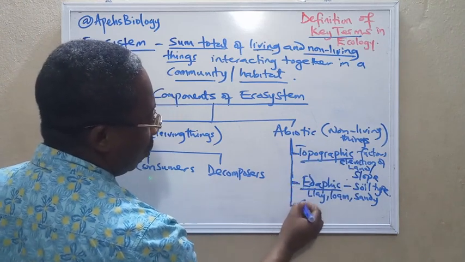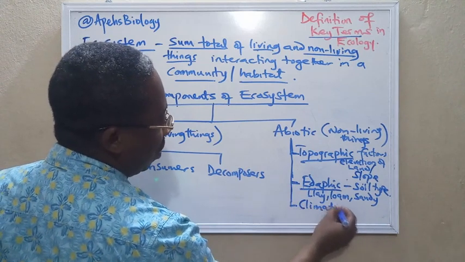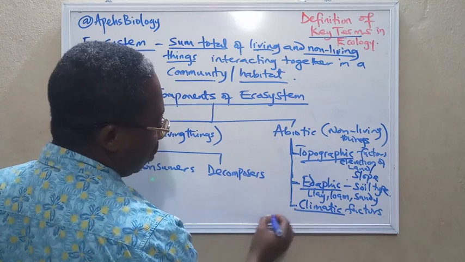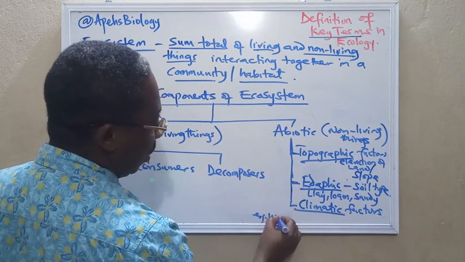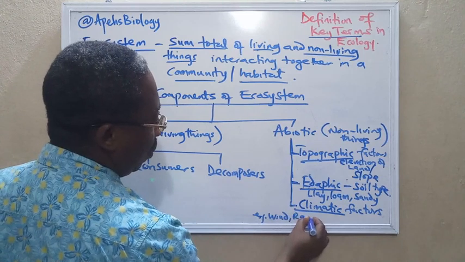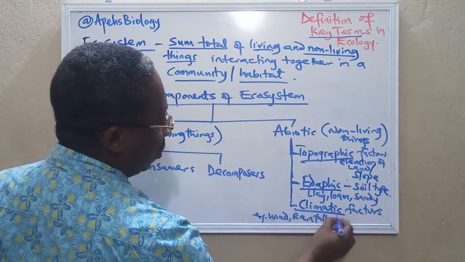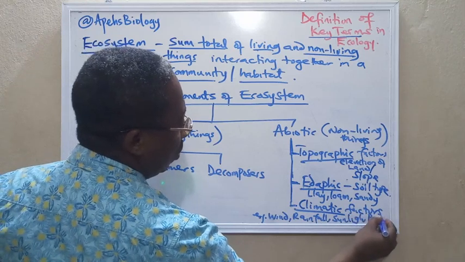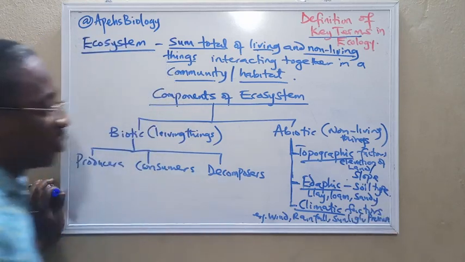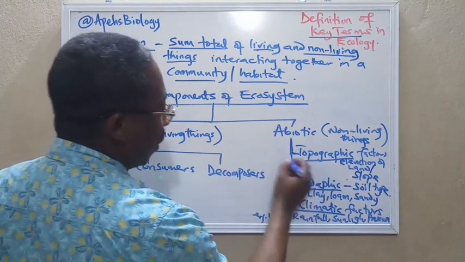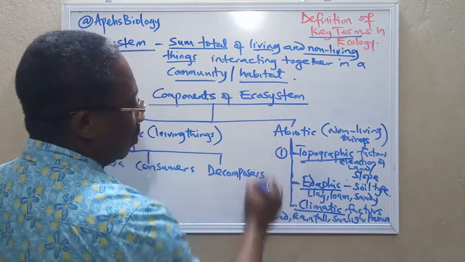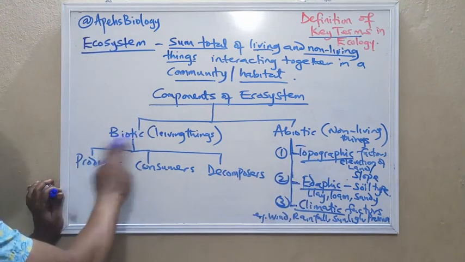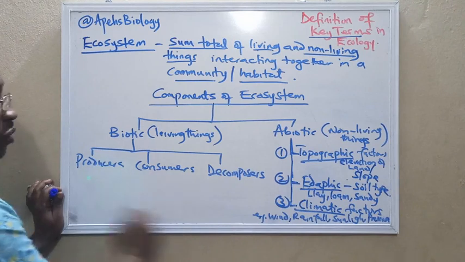Then we have the last one called climatic factors. Your climatic factors include things like wind, rainfall, sunlight, and pressure. So these are the abiotic factors: one, topographic; two, edaphic; three, climatic. While the biotic factors are the producers, consumers, and decomposers.